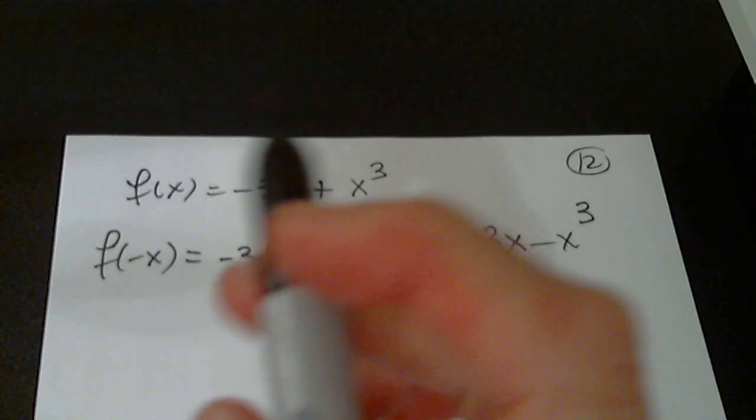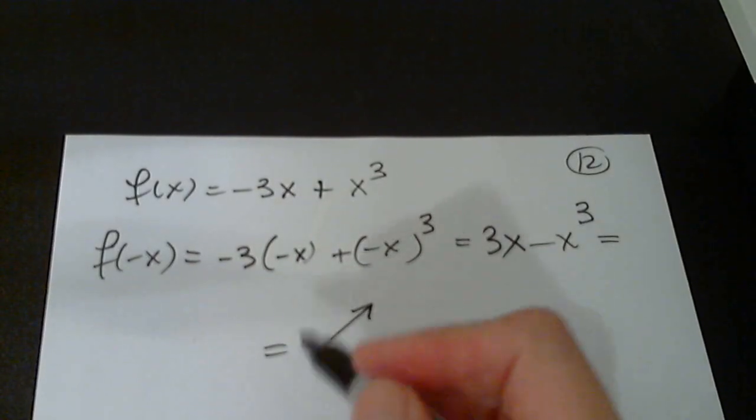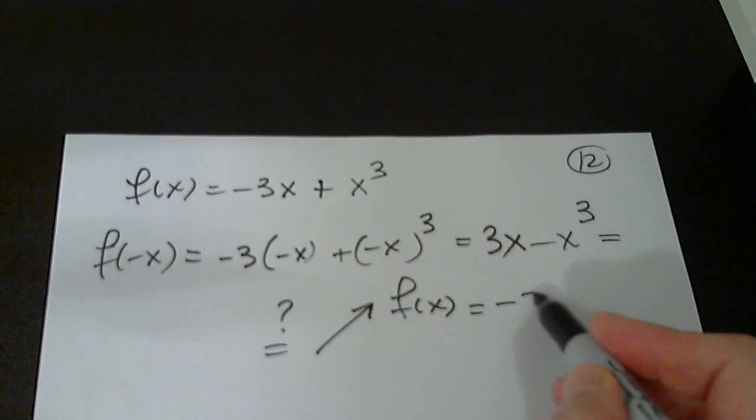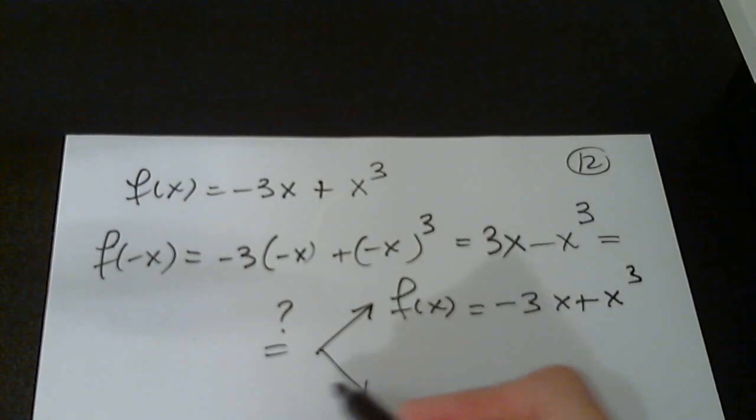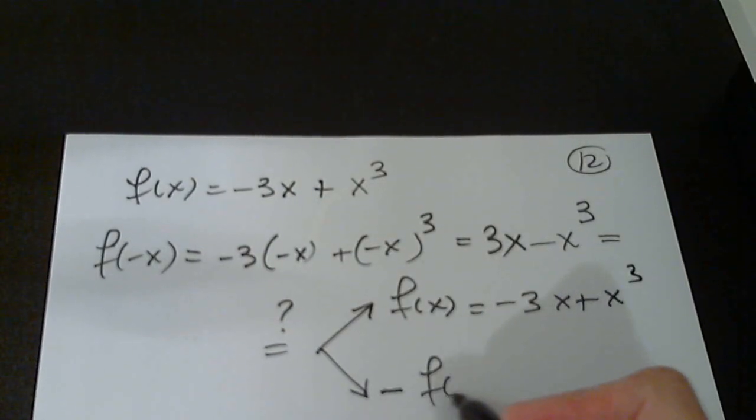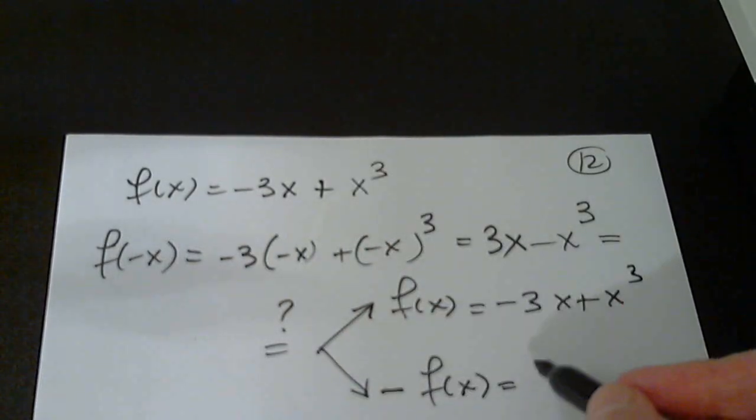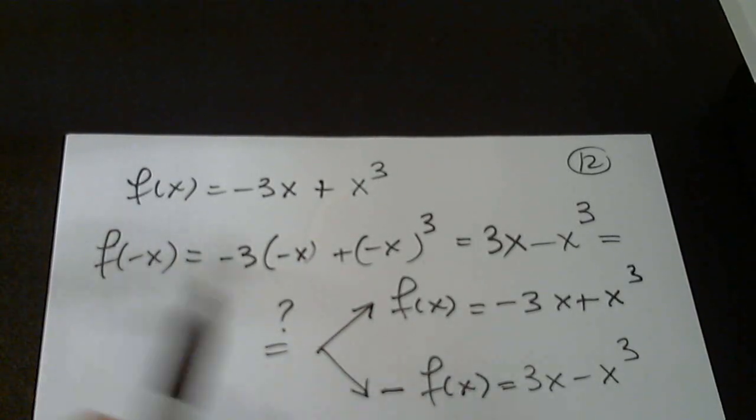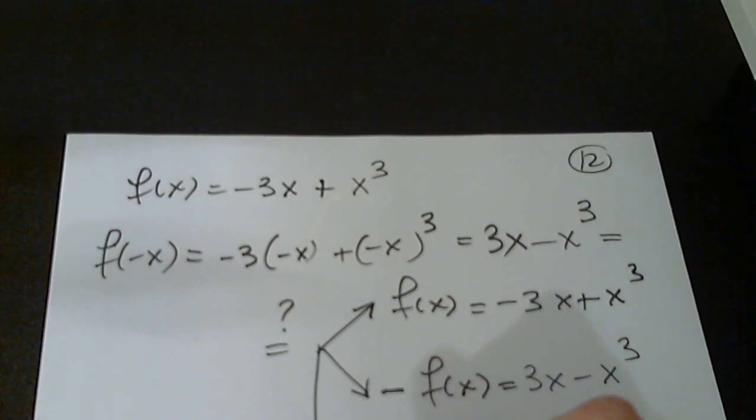Perfect. Now, I'm asking myself this: does this equal the original f of x, which is negative 3x plus x to the third? Does this equal the opposite of f of x? The opposite of f of x would be 3x minus x to the third, because I multiply this by negative 1, this by negative 1, and this by negative 1. Or none of the above.